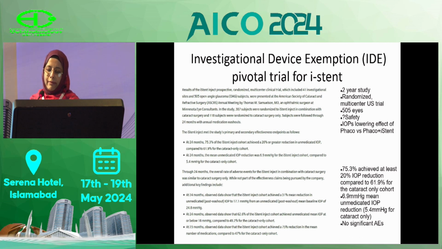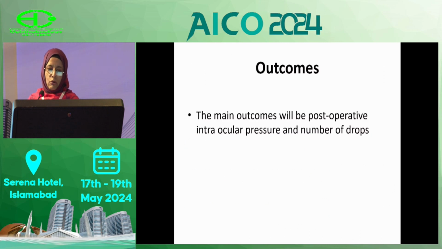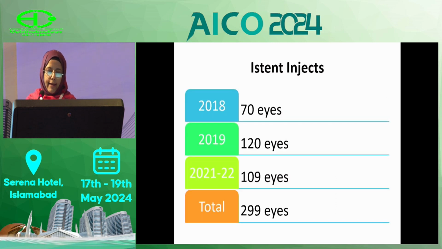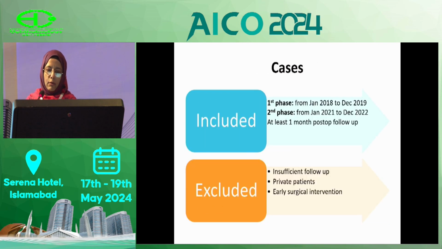And in their results, over 75% of patients achieved a 20% reduction in intraocular pressure as compared to cataract surgery alone, which was only 60%. So our main outcome measures were the intraocular pressure and the number of drops. So this was done at 2 hospitals over a span of 4 years, and we included about 300 eyes. And it was split into two phases because one phase was done at one hospital and the other one was done at the other hospital.